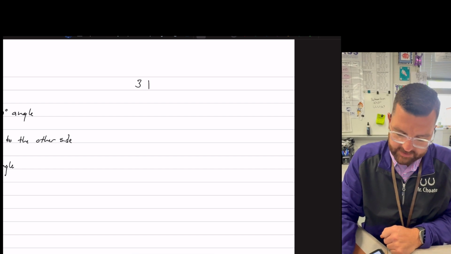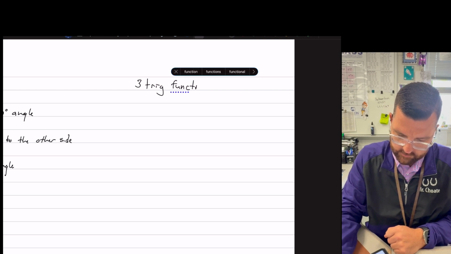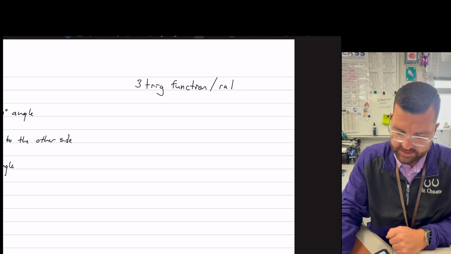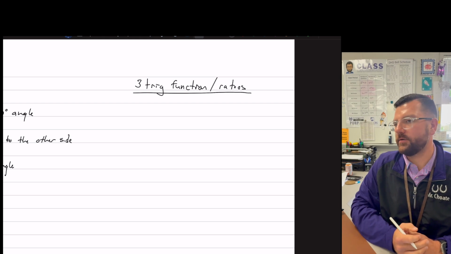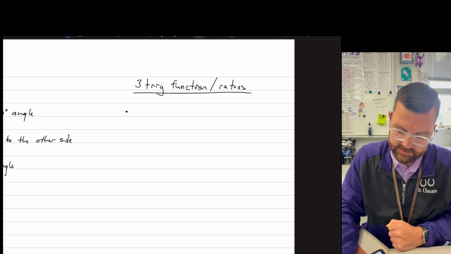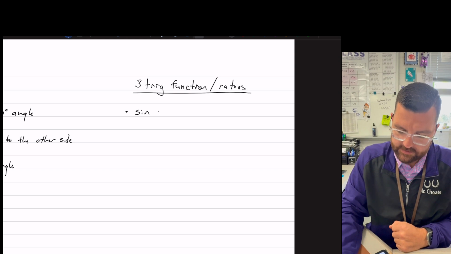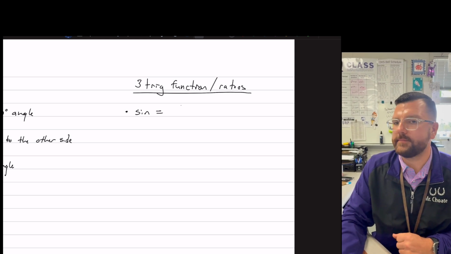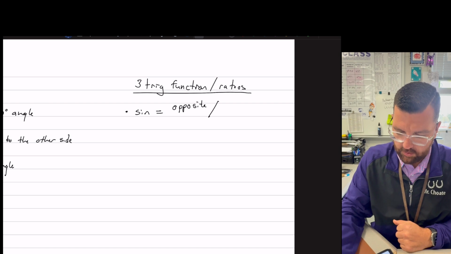There are three trig functions, slash ratios. And a ratio is just a fraction, correct? We're just going to write our ratios as fractions. What is the first trig function? It's sine. And what is the ratio for that? Opposite over hypotenuse.